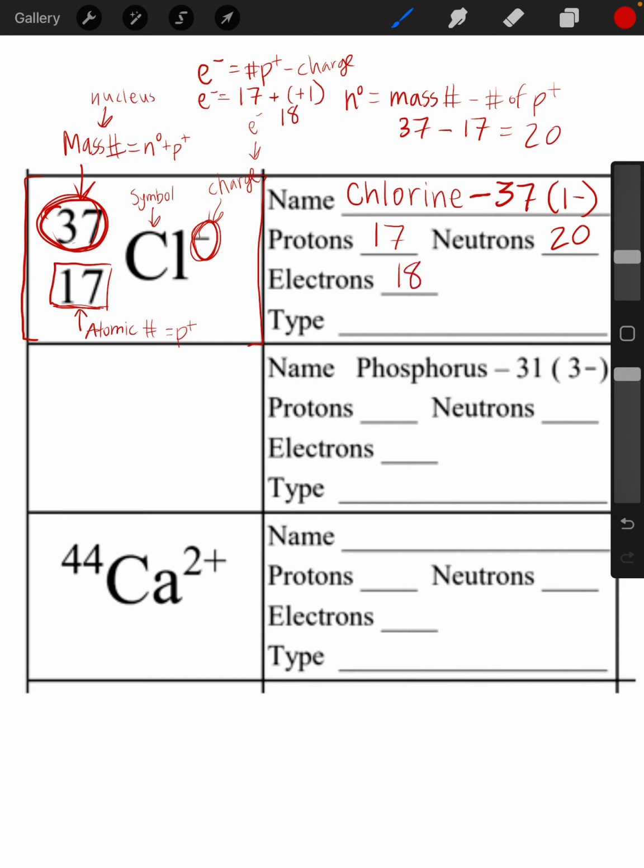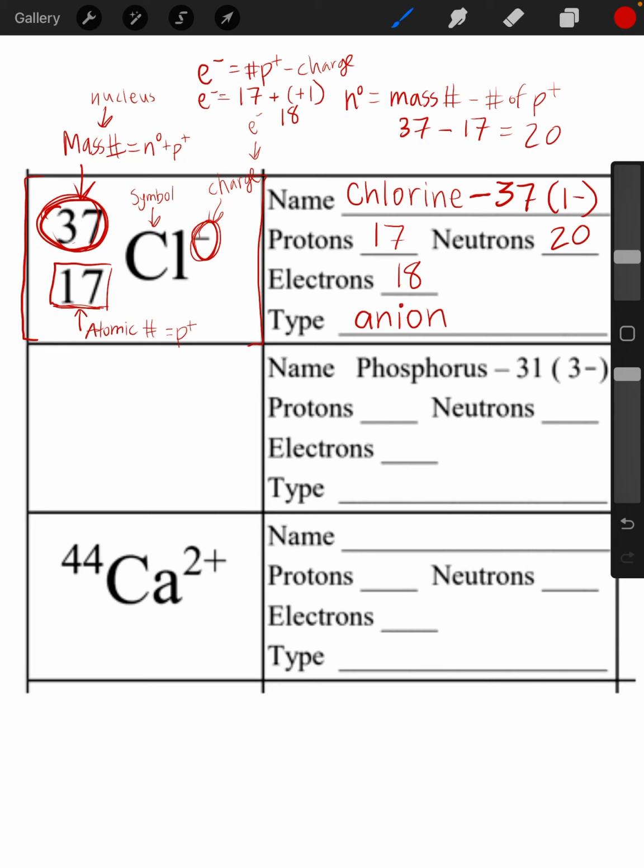And this makes sense because if you have more electrons, more negative things than positive things, you should have an overall net charge of negative. And because this is a negatively charged ion, it's going to be called an anion. An anion. Okay, think of onions.